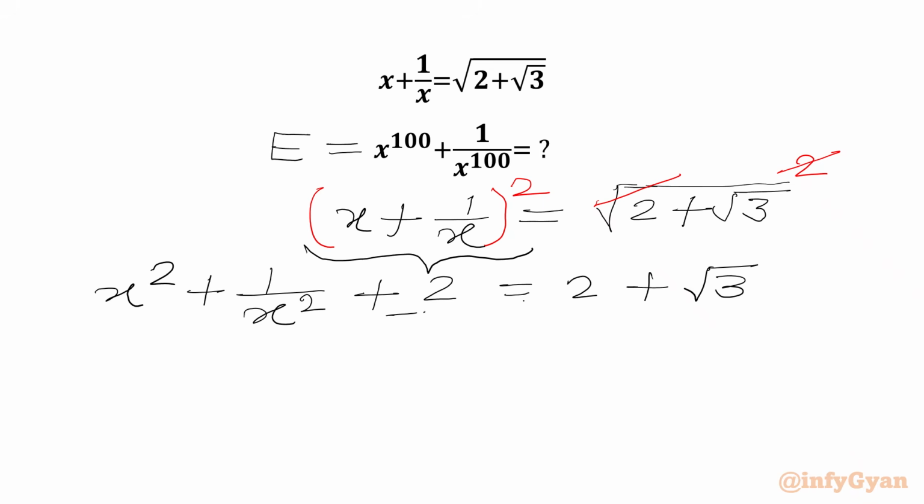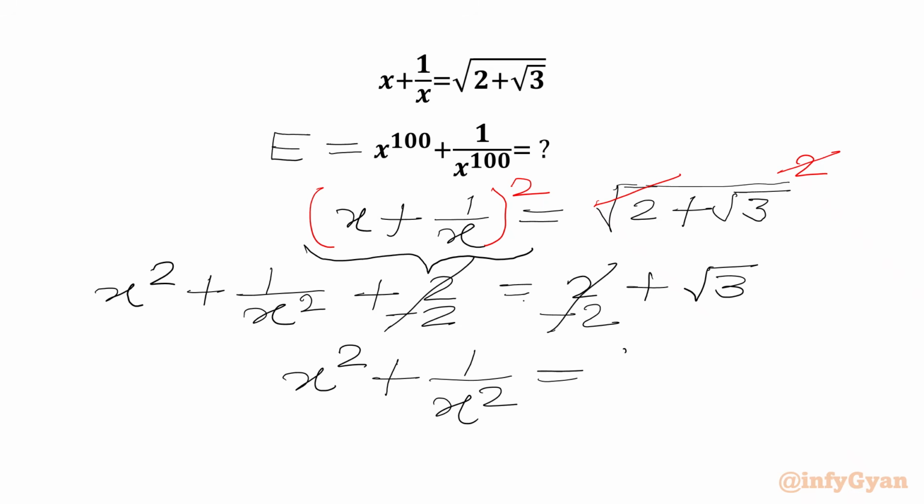Now we will subtract 2 from both the sides. Plus 2 minus 2 will be over. We are going to get our first equation, x square plus 1 over x square equal to square root 3. Equation number 1. Now our target expression is x power 100 plus 1 over x power 100.